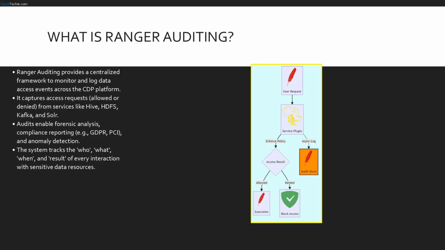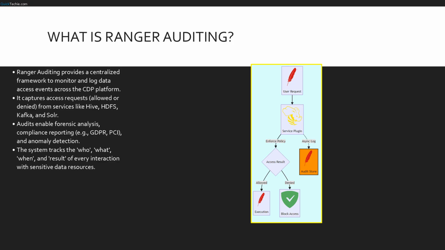Let's start with the fundamental question: what is Ranger auditing? In the Cloudera Data Platform, Apache Ranger is not just about permissions, it is also the central nervous system for visibility. Ranger auditing captures every attempt to access your data resources, whether that's a SQL query in Hive, a file read in HDFS, or a message consumption in Kafka. It records crucial details: the user identity, the specific resource accessed, the timestamp, and crucially, whether the access was granted or denied. This capability is essential for compliance audits and forensic security investigations.